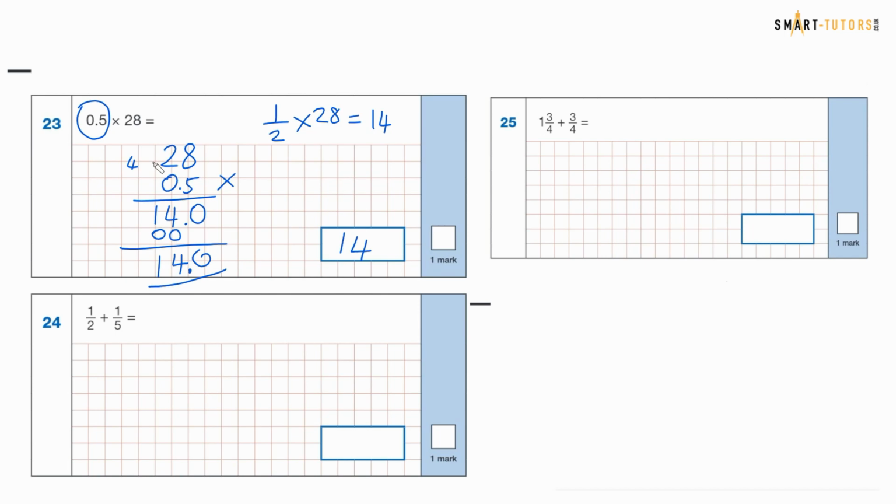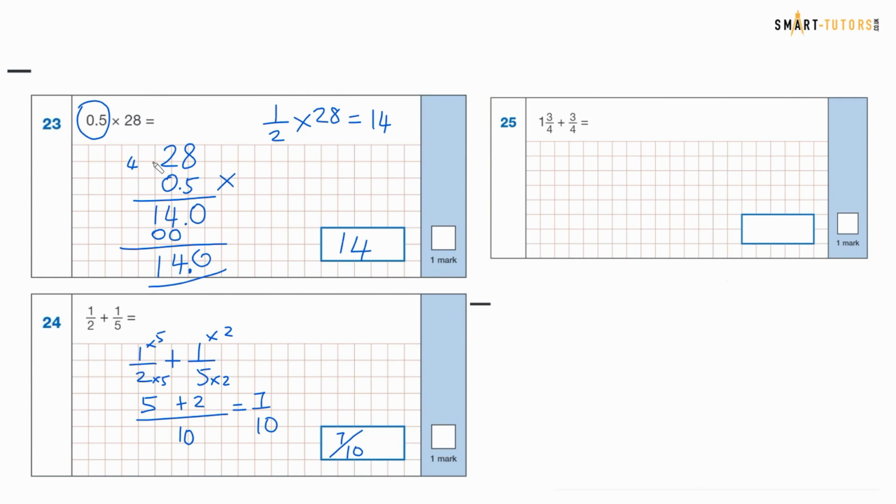Question number 24. Half plus 1/5. So this is a fraction addition question. So change the denominators into a common denominator, which is 10, and then do 2 times 5, which is 10, and then 1 times 5, which is 5, and then 5 times 2 is 10, and 1 times 2 is 2. So you do 5 plus 2 is 7, so 7 over 10. That is perfect. 7 upon 10.